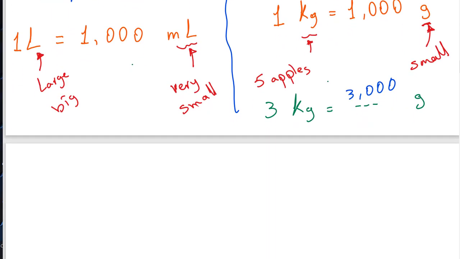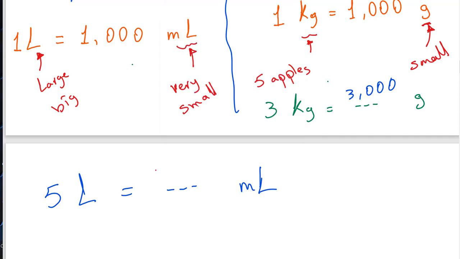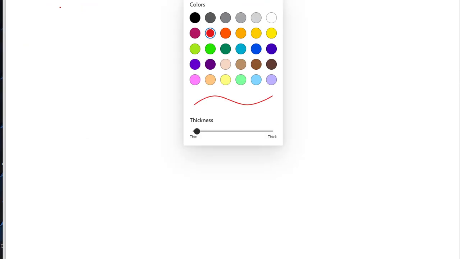Okay, one more question. 5 liters equals how many milliliters? 5,000 milliliters. Excellent. Yes, Hassan. 5,000. Yes, Ibrahim. 5,000 milliliters. So 5 liters equals 5,000 milliliters. Okay, and now let's move to the next part. The next part is the perimeter.